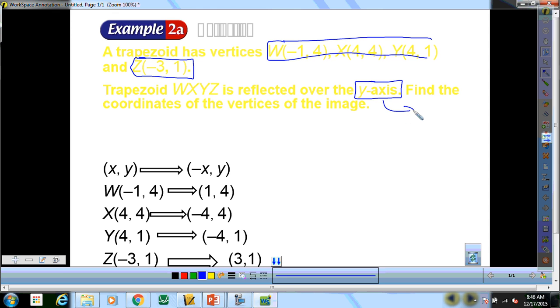I need to remember that when I'm flipping it over the y-axis, I change x. So that means I need to take these 4 points and change their x coordinate. So negative 1, 4 is going to become positive 1, 4. 4, 4 is going to become negative 4, 4. 4, 1 will become negative 4, 1, and negative 3, 1 will become 3, 1. When you're flipping over the y-axis, you just change the sign of the x-coordinate.